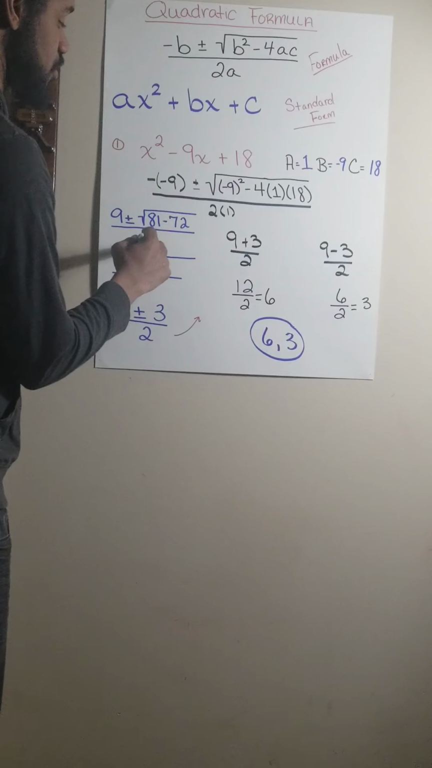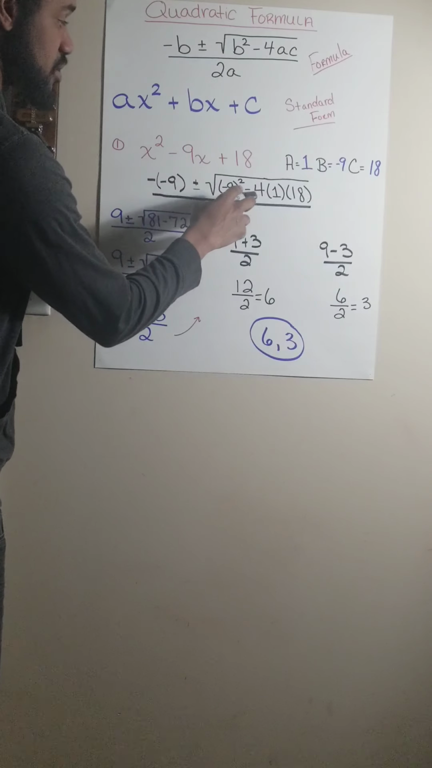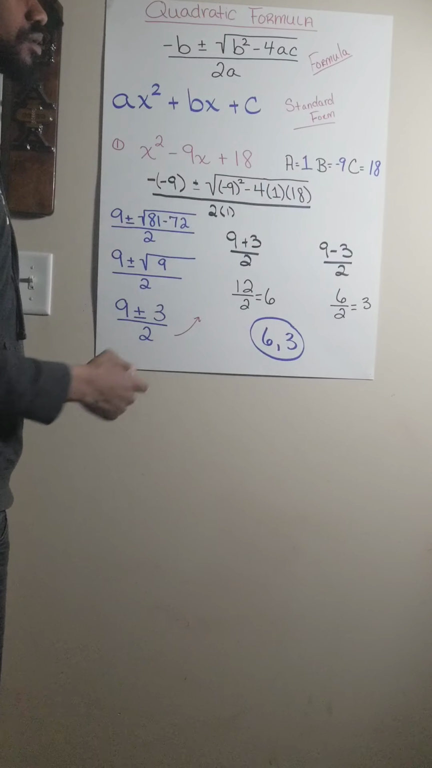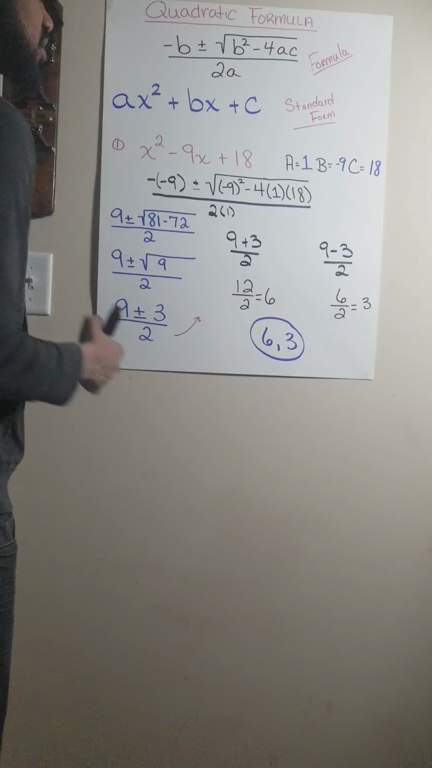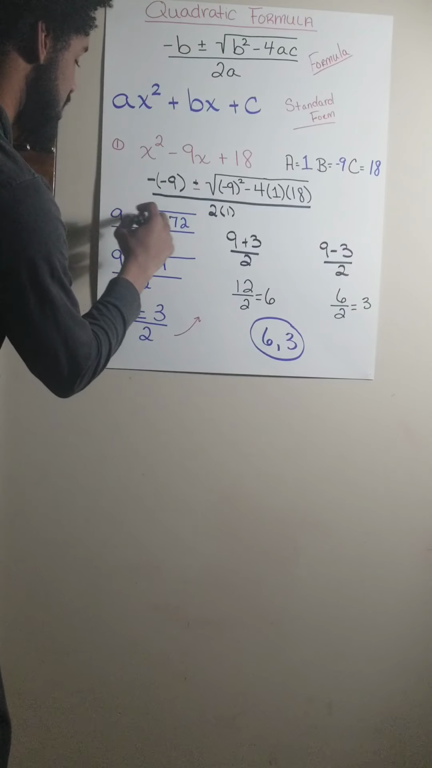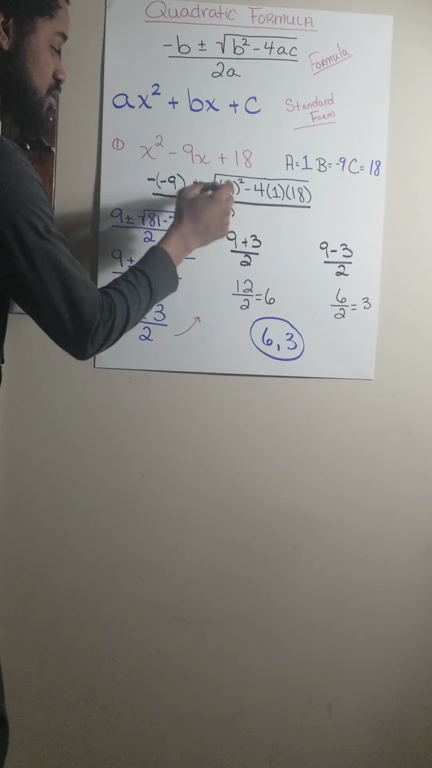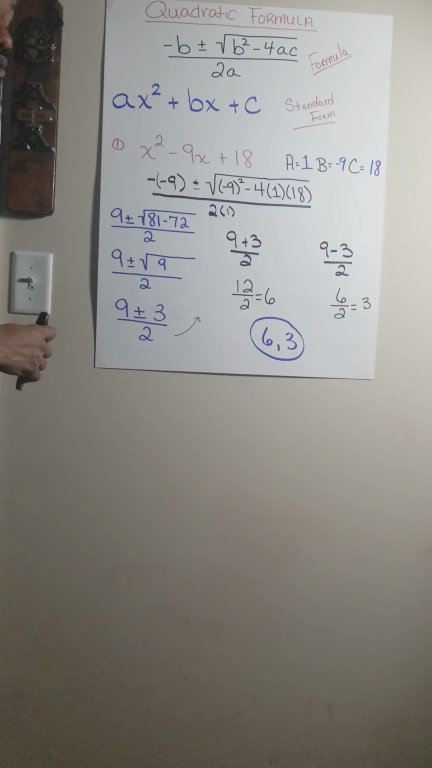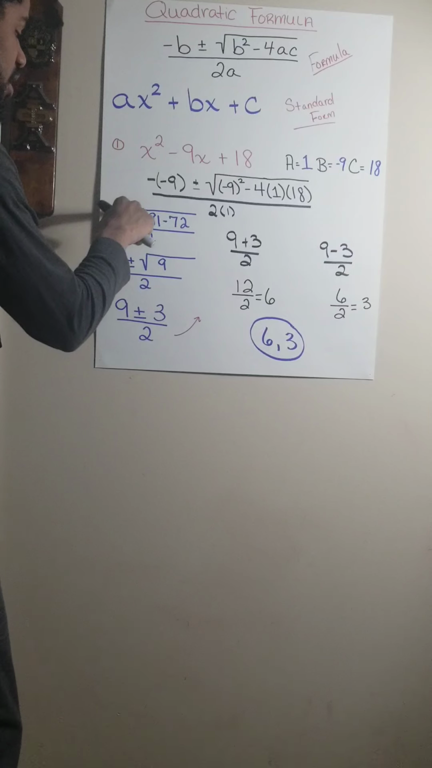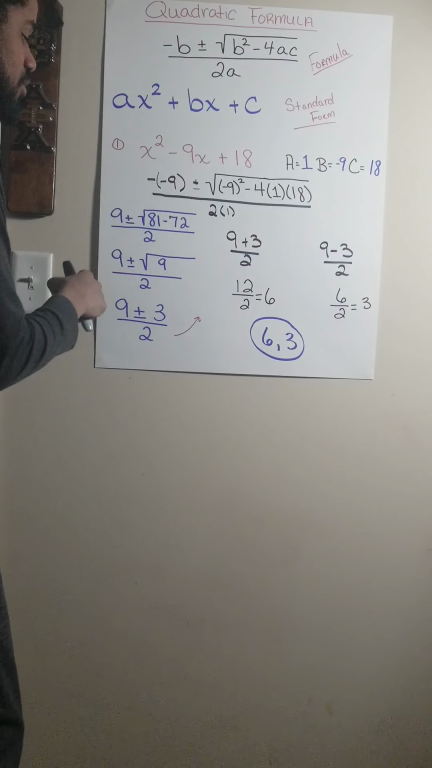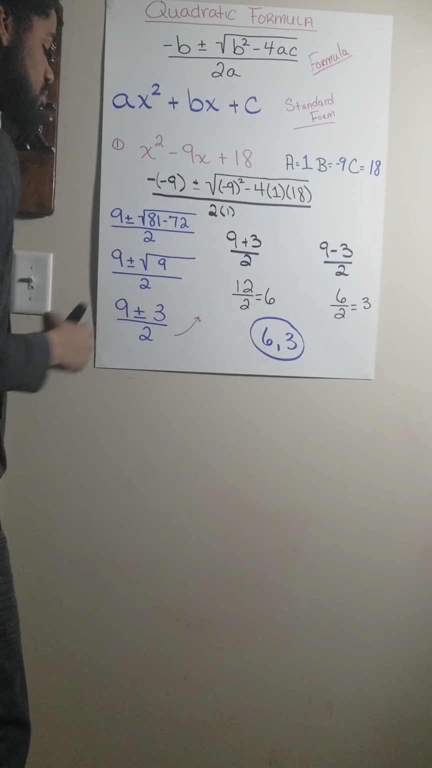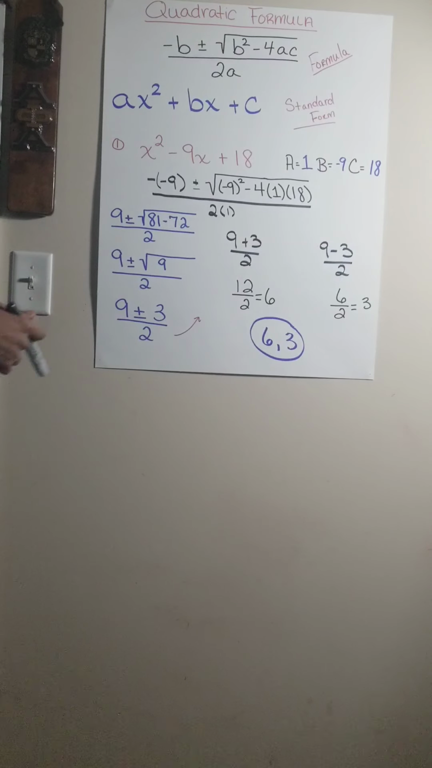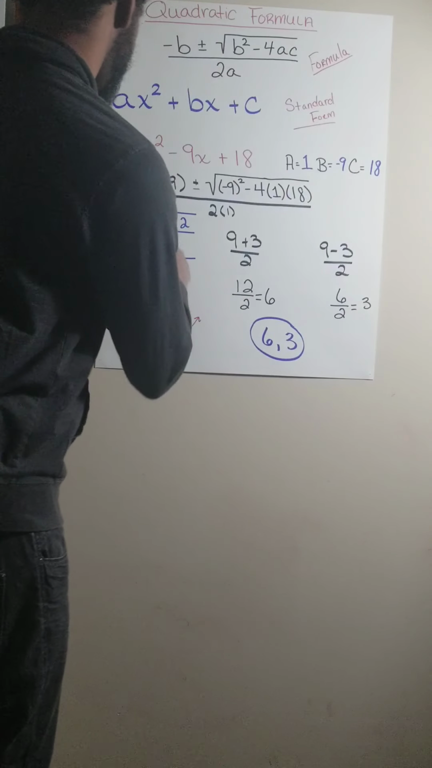Still underneath that square root, minus right here, 4 times 1 is 4. 4 times 18 is 72. All right? And that stays underneath that radical, just those two numbers. Okay? So we have 9 plus or minus the square root of 81 minus 72, all divided by 2. Okay? Let's break it down a little bit further.